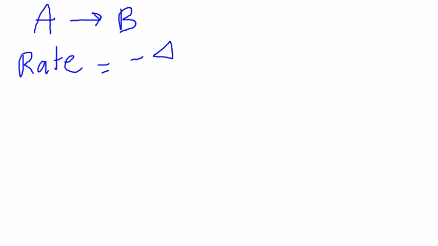Let's take a simple reaction where we'll just take generic molecule A turning into molecule B. Can't think of a simpler reaction than that. How do you express the rate? Well, you can observe the rate by measuring the change in concentration of molecule A over time.